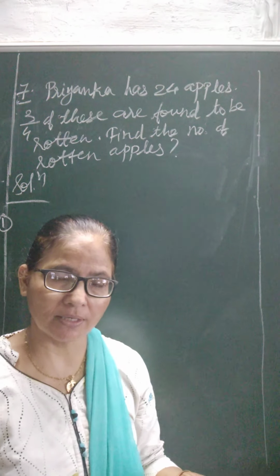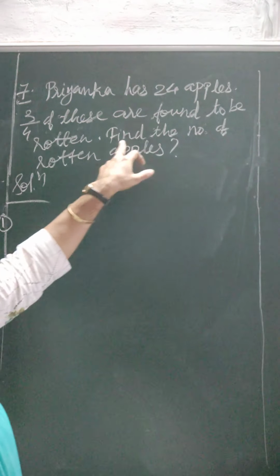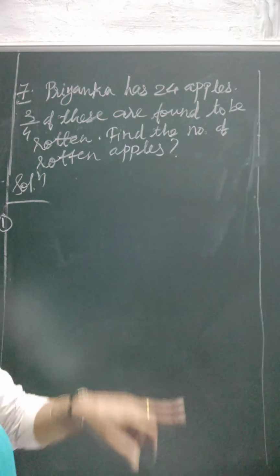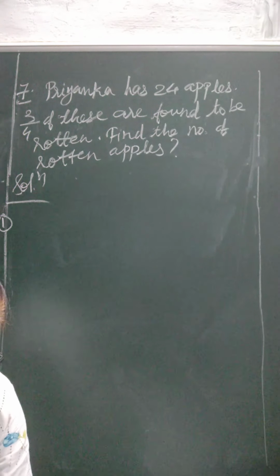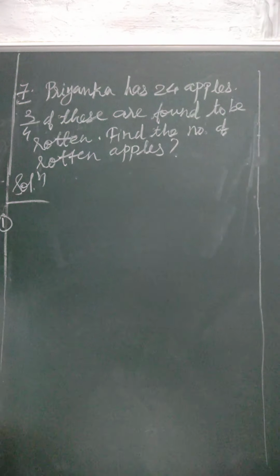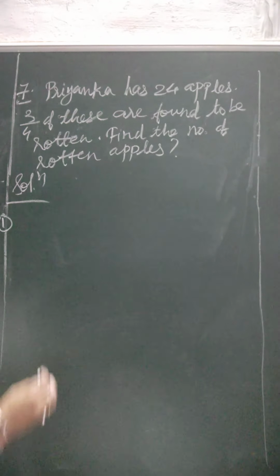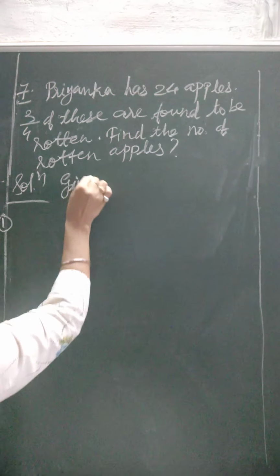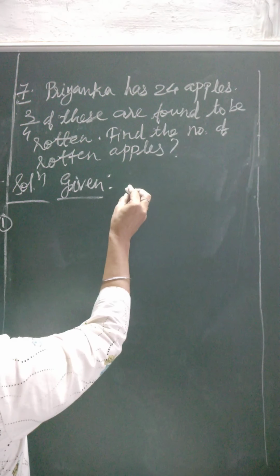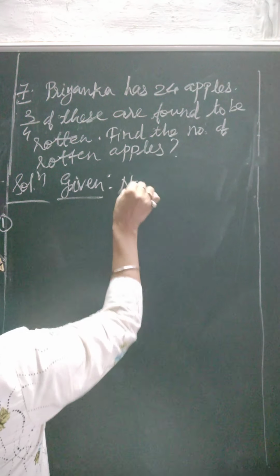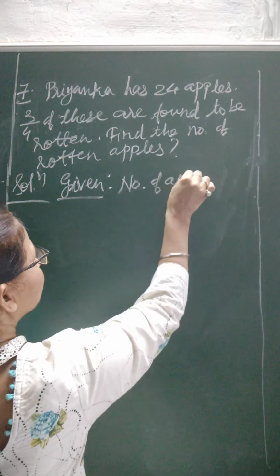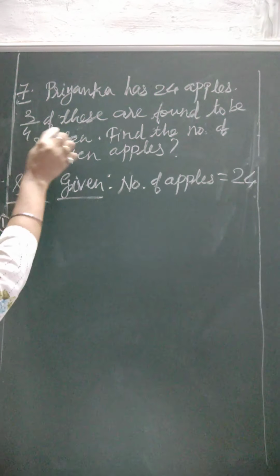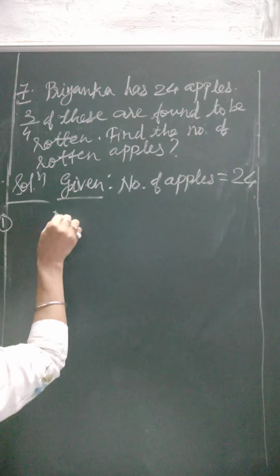Rotten means spoiled. Okay. Now find the number of rotten apples. You have to find the number of rotten apples. So children, it's very easy. See the meaning of the question. First you will write whatever is given. What is given to you? You are given the number of apples. Number of apples how many? 24.